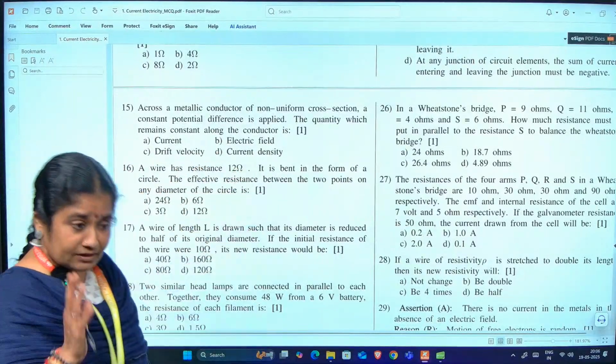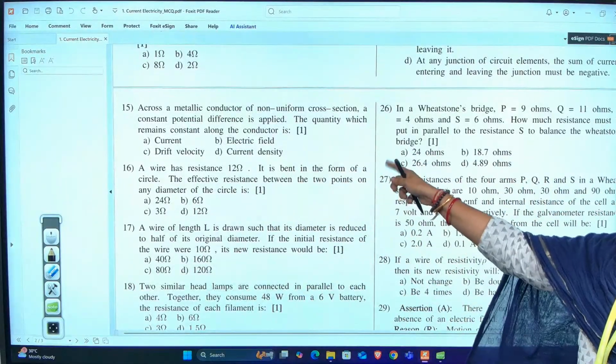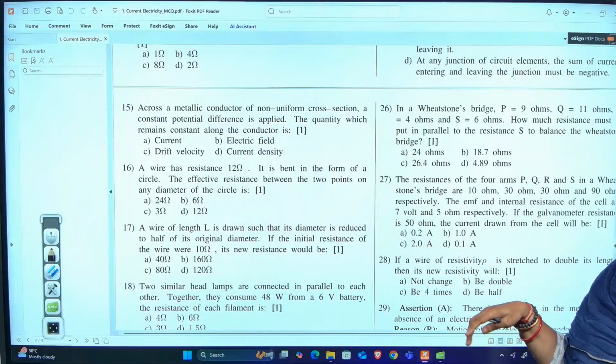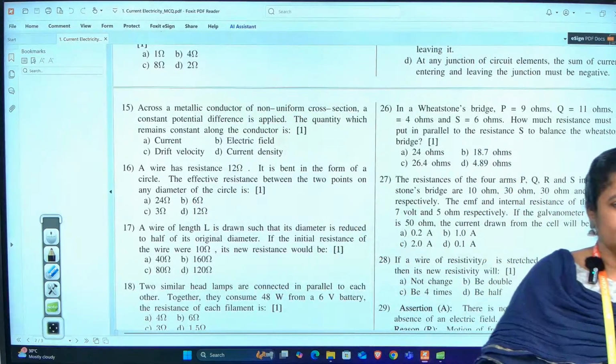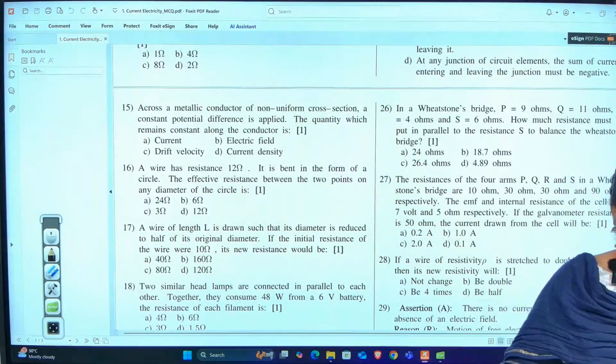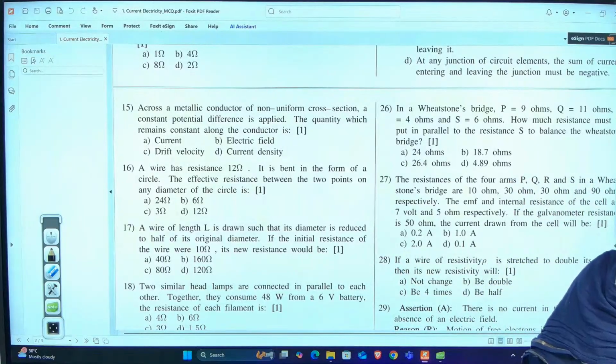Electric field is inversely proportional to area of cross-section. Write down: electric field is inversely proportional to area of cross-section. E is proportional to 1 by A, capital A. Drift velocity is also inversely proportional to area, 1 by A, and current density also. J is proportional to 1 by A. Current is the only factor which does not depend on area of cross section.